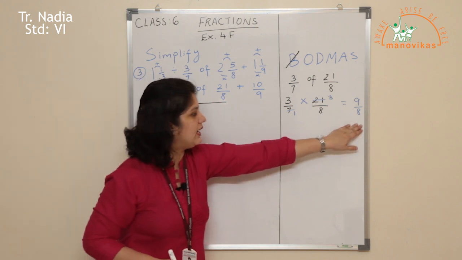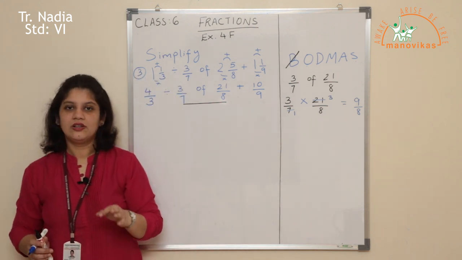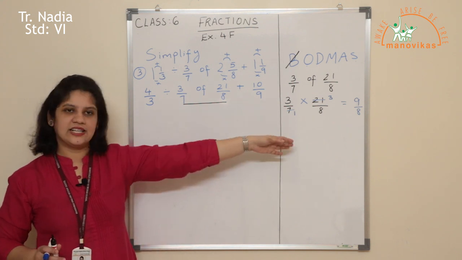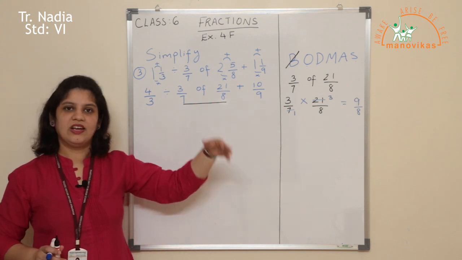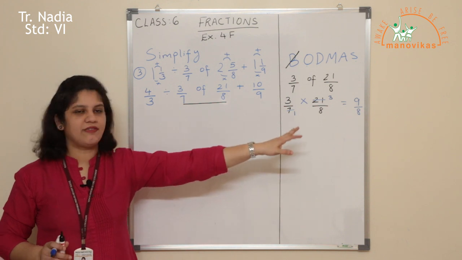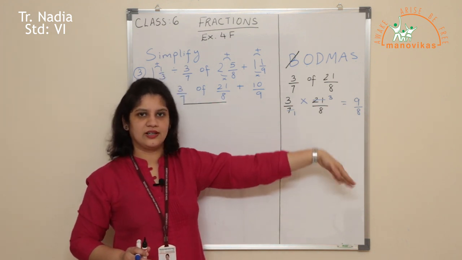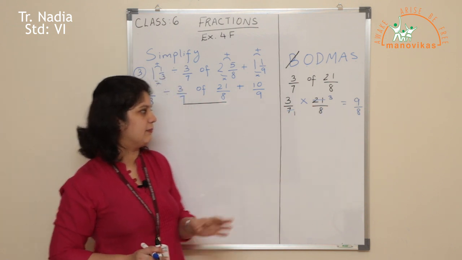Now 9 upon 8 is an improper fraction, but since the sum is not over, let us not go for converting it to a mixed number or something. We have to still follow the steps. This is not a final answer. So let the answer be improper only. Don't go for converting it into a mixed number.